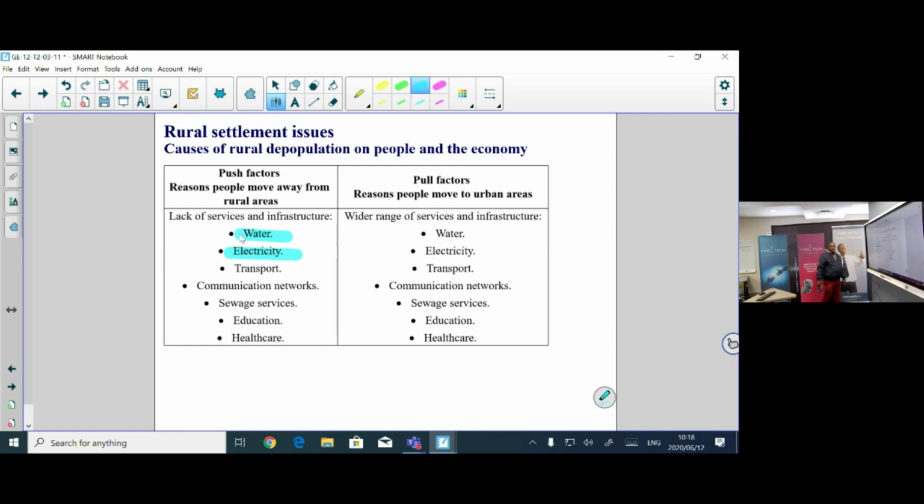Electricity: most rural areas are not on the national grid. So you find that people are not having electricity. They are actually using firewood to cook.